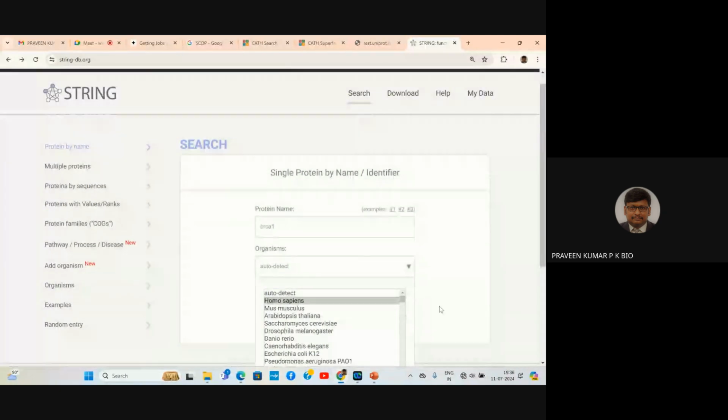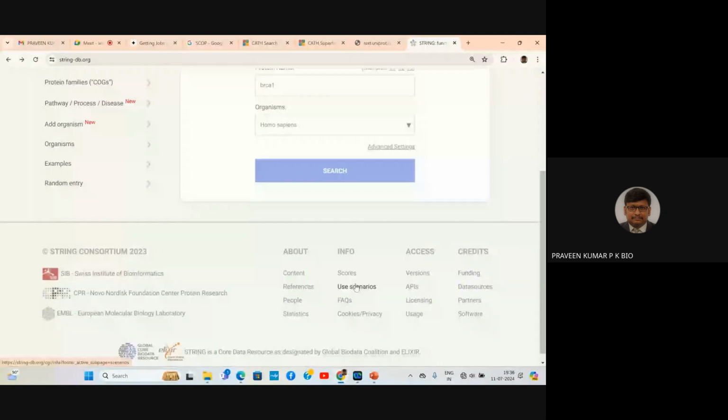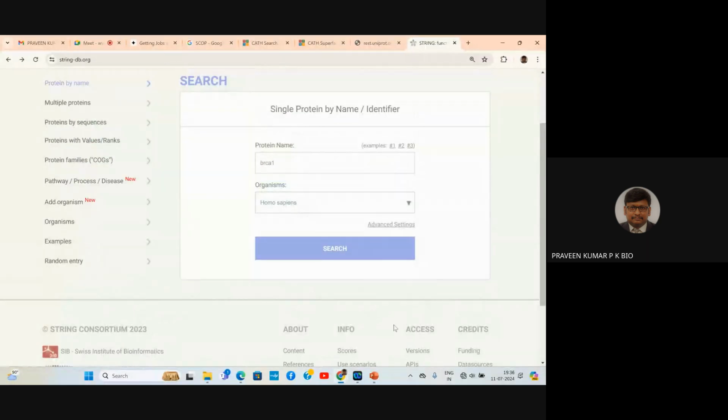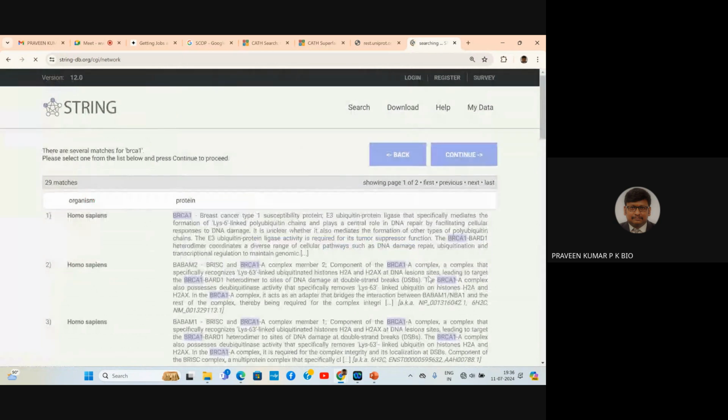Some problems then. Select BRCA1, Homo sapiens, select. Search. Now it just showed you the Homo sapiens BRCA1. But BRCA1 is also in complex with a few proteins like PALB2. So you got a second entry and another entry you got. But you are focusing on only BRCA1. So this is the first entry by default. Simply click continue.